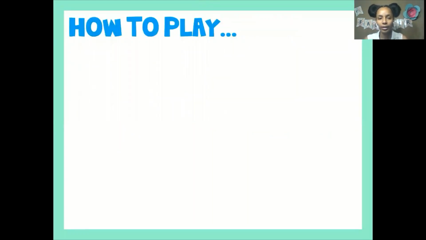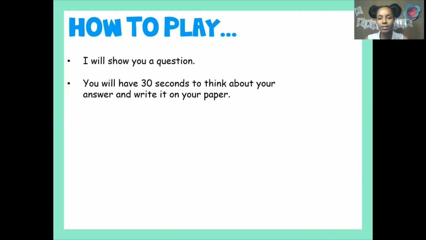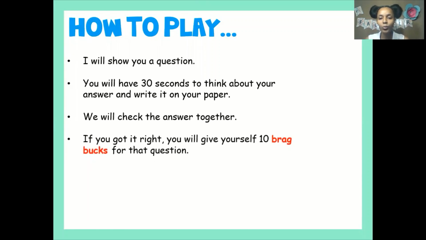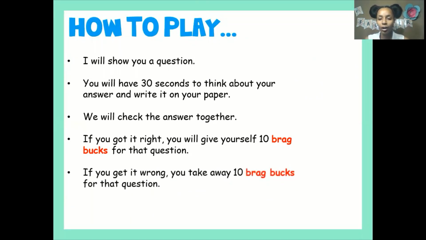So here's how we'll play our game. I will show you a question. You will have 30 seconds to think about your answer and write it on your paper. We will check the answer together. If you got it right, you will give yourself 10 brag bucks for that question, which is different from last time. So each of our questions are worth 10 brag bucks this time. We'll be counting by tens to add or subtract our brag bucks. And if you get it wrong, then you'll take away 10 brag bucks for that question.